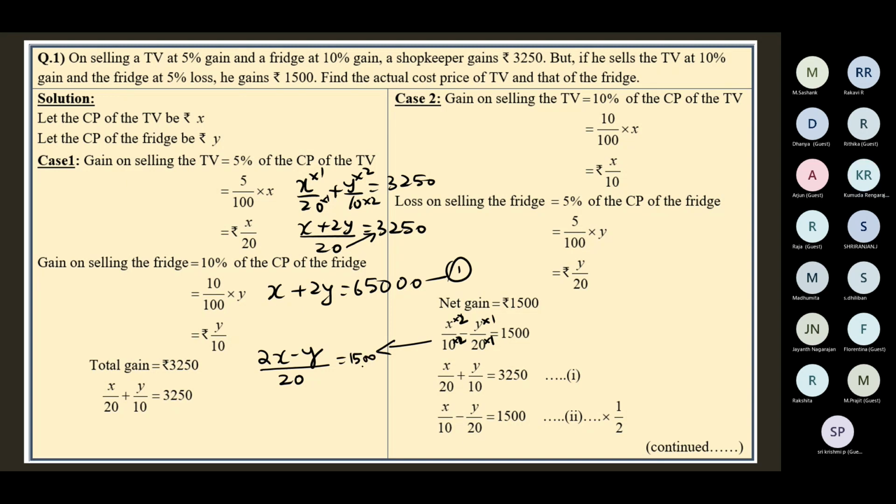Am I right? Yes, ma'am. Then now cross multiply. 2x minus y is equal to 15, 2 threes are 30 and 3 zeros. So this is the second equation.